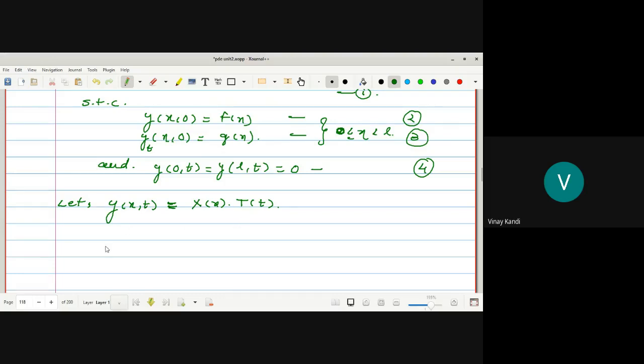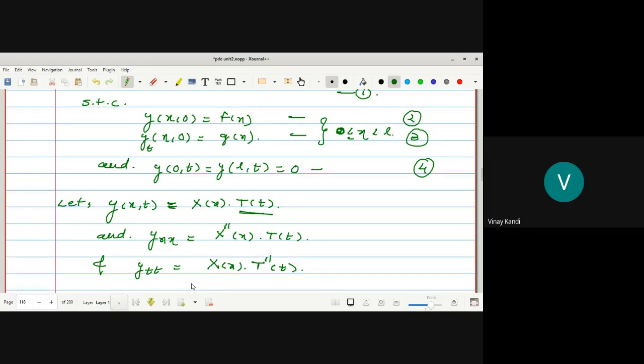Okay, and what is y double x? Differentiate this with respect to x 2 times, so we get X double dash of x into T of t. This function T is like a constant here. Okay, so y double x is nothing but X double dash of x into T of t. Okay, and y double t is given by X of x into T double dash of t.